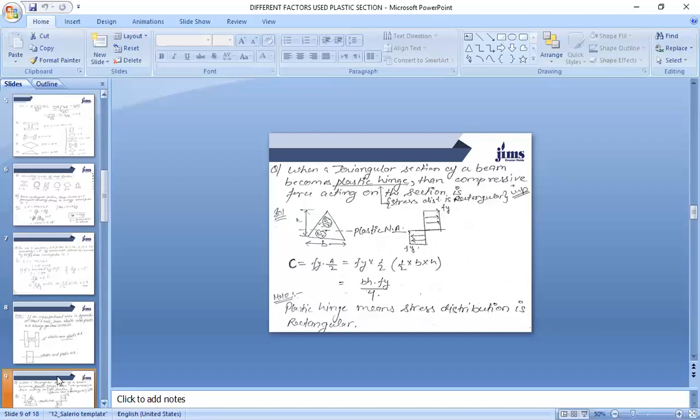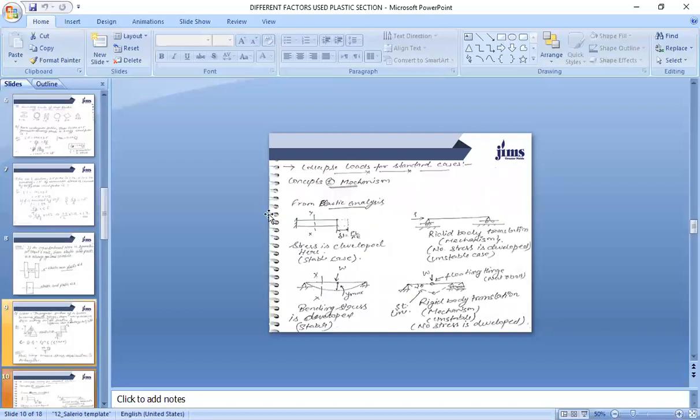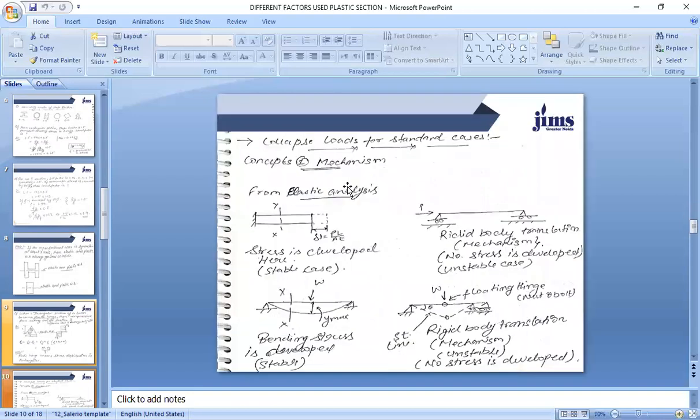Okay, so collapse load for standard cases. What is collapse load? Collapse load basically means that the section fails, not just yields, but gets collapsed. So concept one, mechanism.